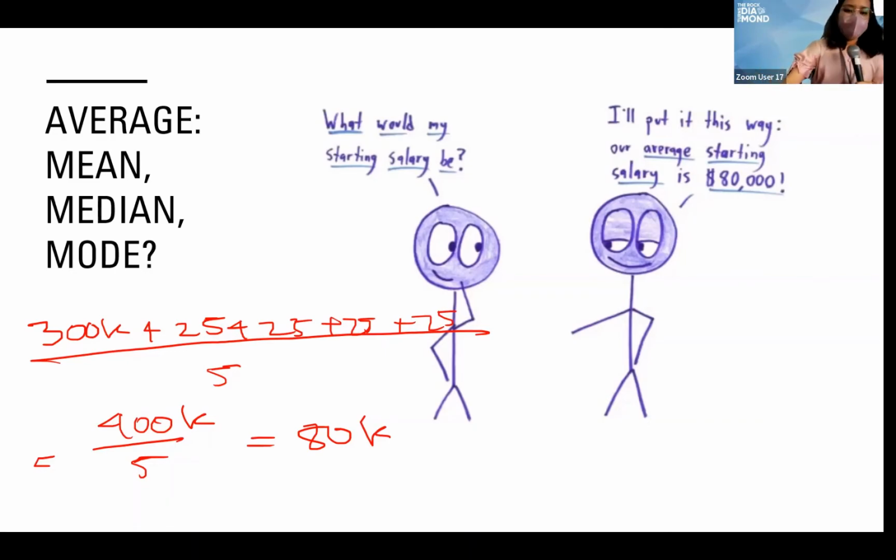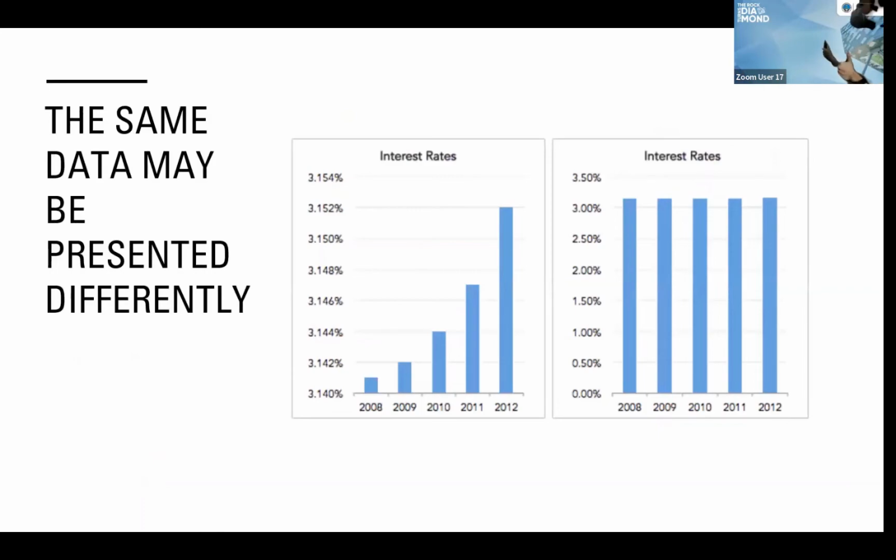Okay. Now, another example. These two are exactly the same data. What is the difference? Exactly the same data, but presented differently. The left one has more detail, okay, and the right one?